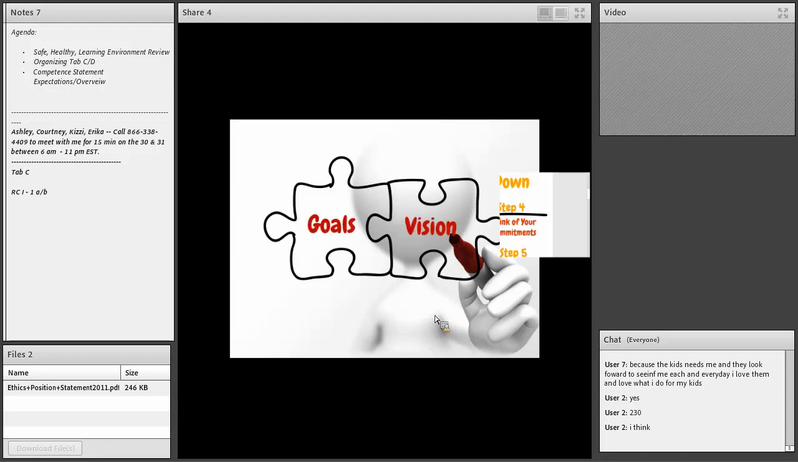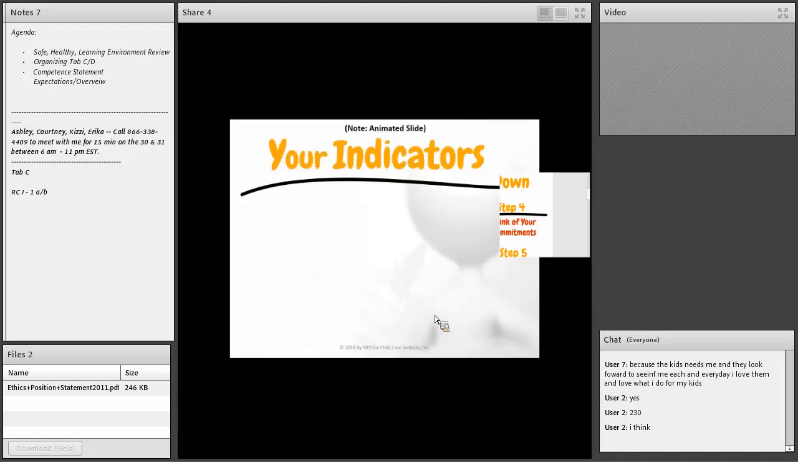Look at your goals and look at your visions. When you start to do your writing and your professionalism of connecting all this information that's being given to you on a bi-weekly basis, you want to start to put these things together. What are your goals for the classroom? What are the goals that you have in place to ensure that children are safe, that they're healthy, that they have an active, appropriate learning environment, etc.?